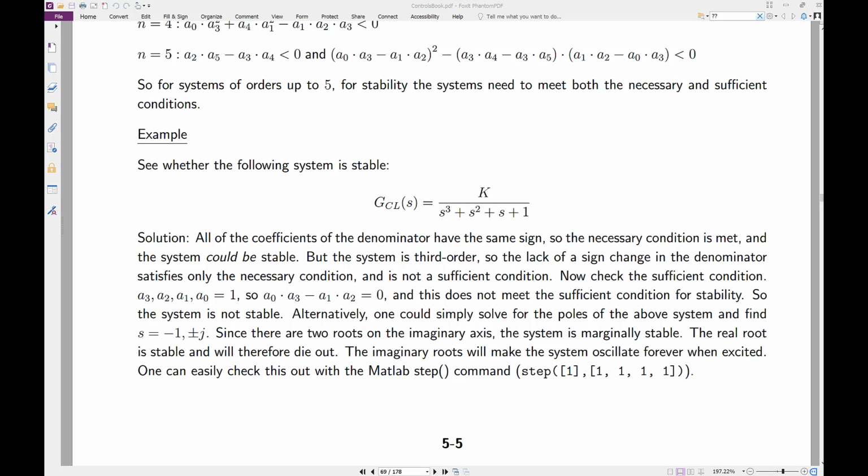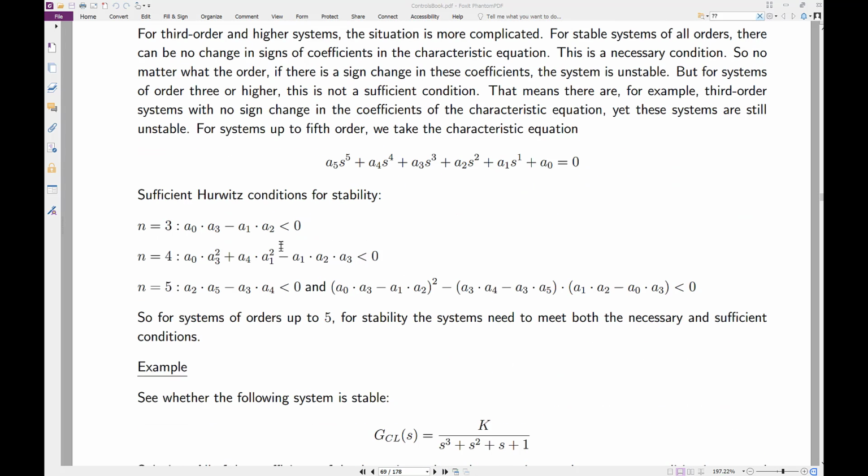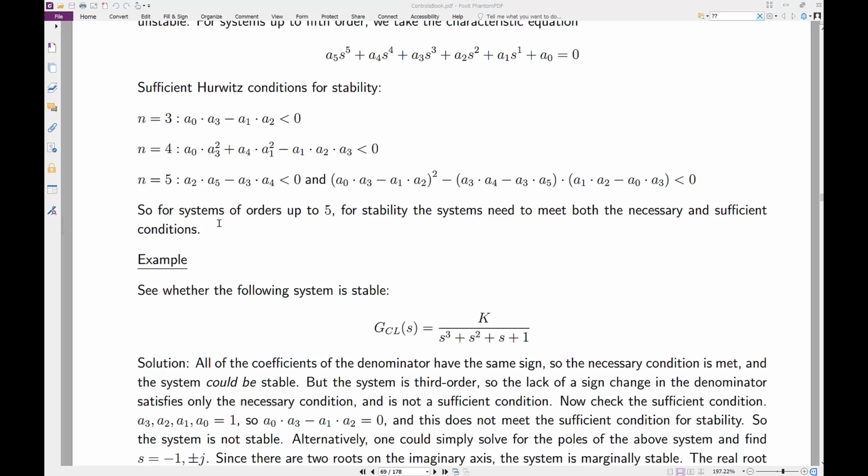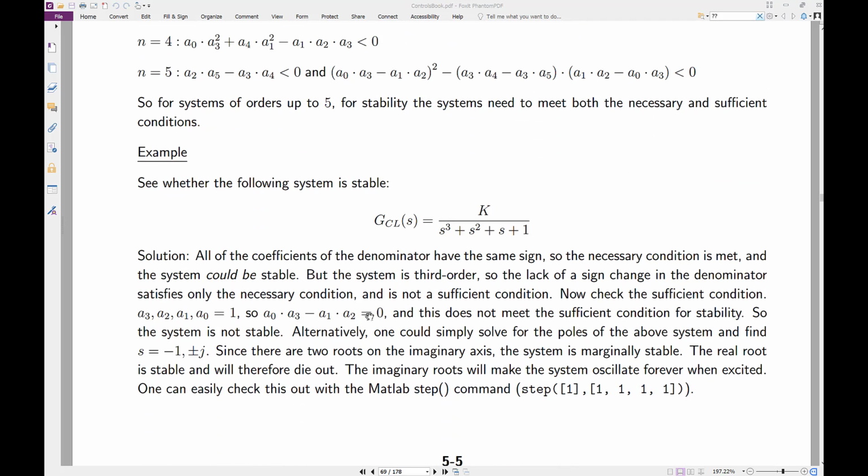So what you do is you go and you analyze. There's one condition to meet: A0 times A3 minus A1 times A2, and this must be greater than 0, I believe. Yes. Oh, no, it has to be less than 0. Okay? That's for n equals 3, which is what we have here. Now, if we do that, we'll see that it's equal to 0. So we have not met the sufficient conditions, and that means that this system is not stable.